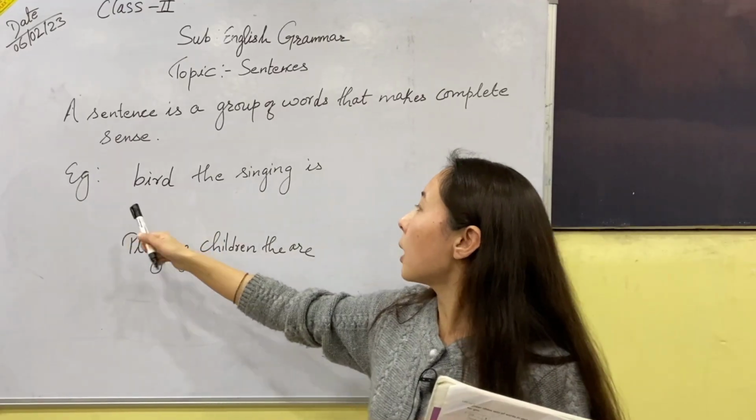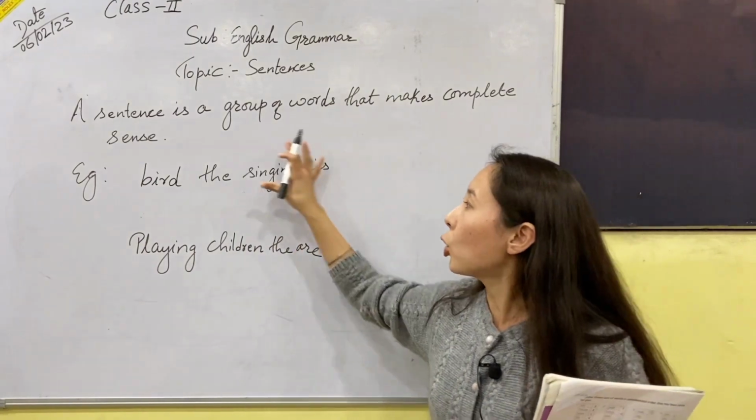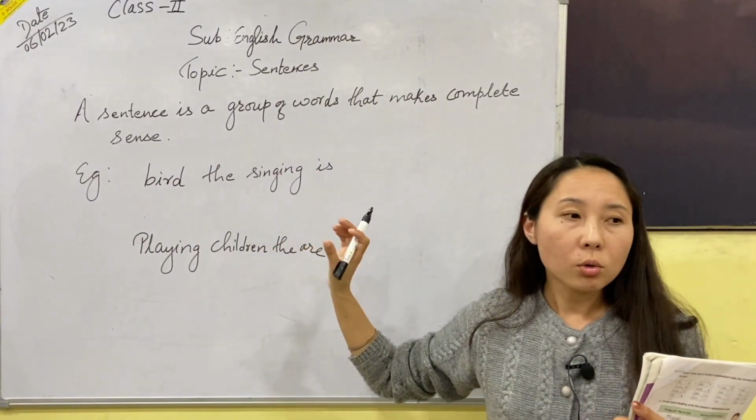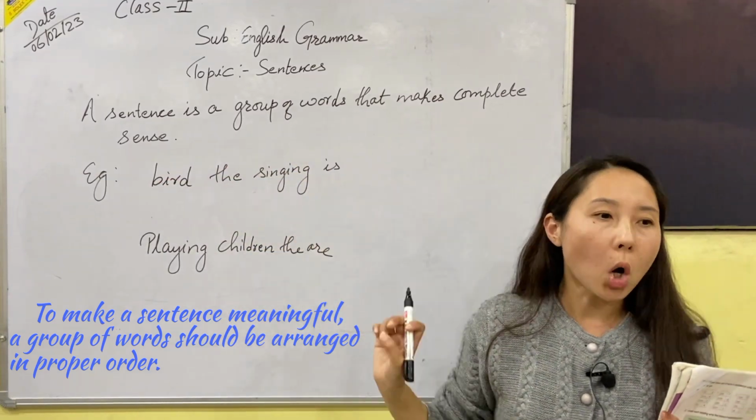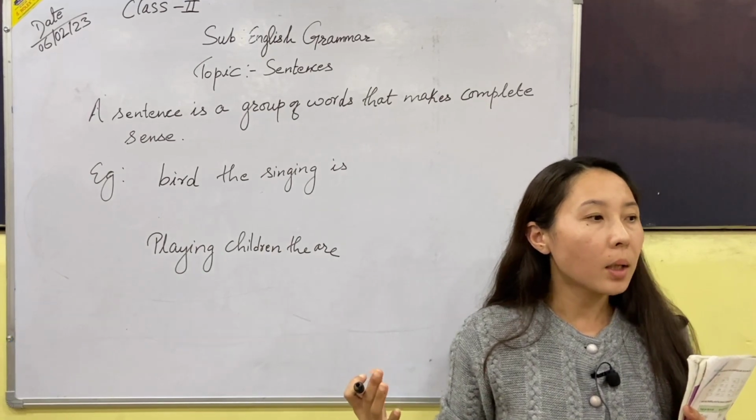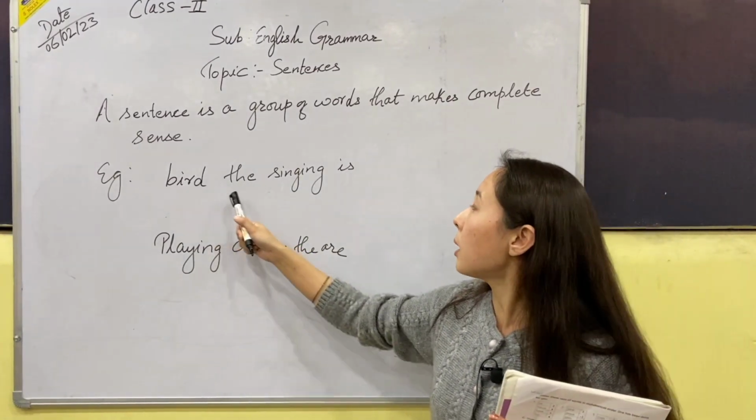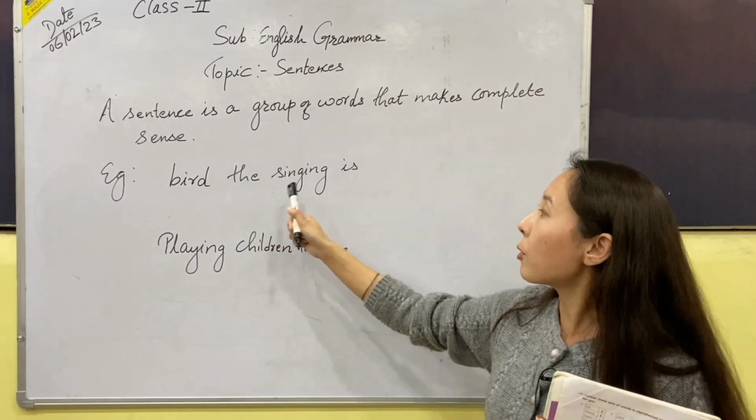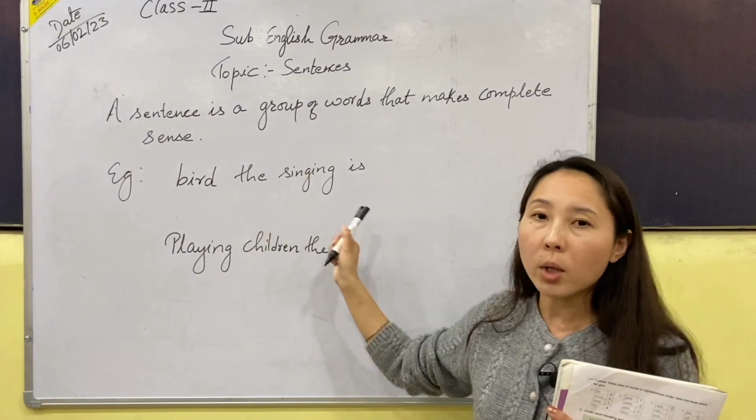Like for example, first see, "bird the singing is." Here are a group of words, but to make a sentence, these words should be placed in a proper order. Then only it will make sense. Then only we can get the meaning of that sentence. For example, "bird the singing is."